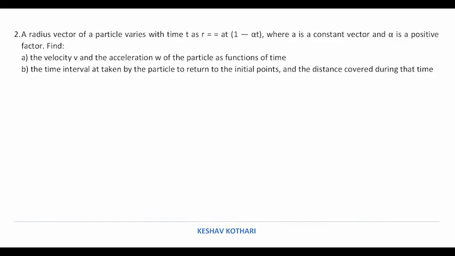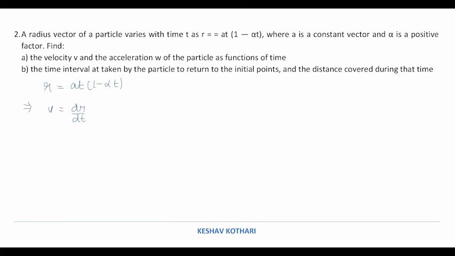The radius vector of the particle with time t varies as r equals a t (1 minus alpha t), where a is a constant vector and alpha is a positive factor. Find the velocity v and acceleration of the particle as function of time. So if we are calculating for velocity, we can go with the definition v equals dr by dt. So if position vector is a function of time, we write velocity as dr by dt.